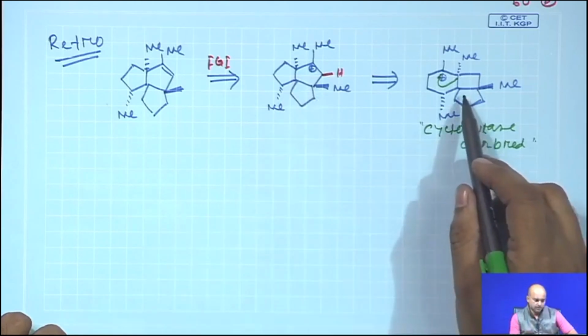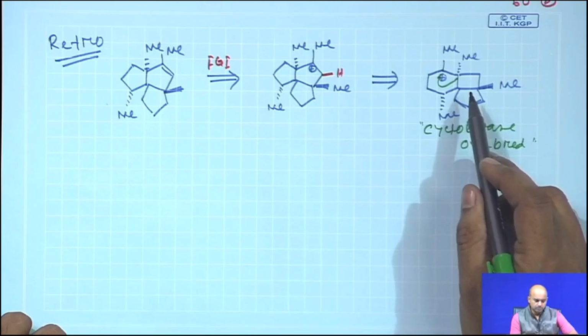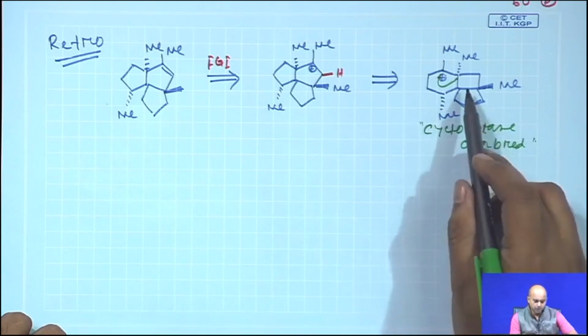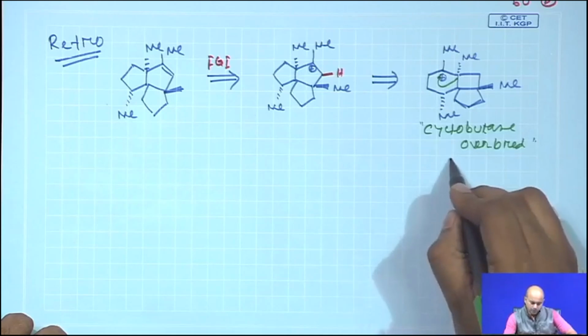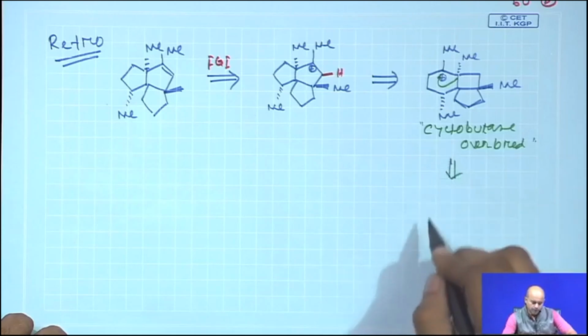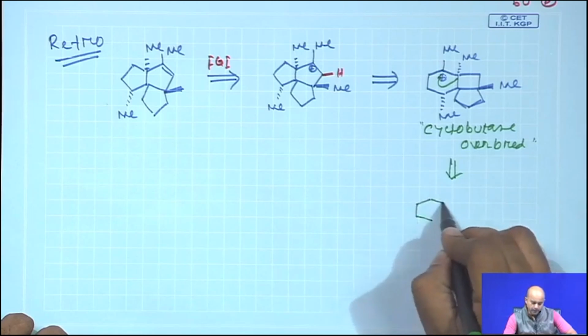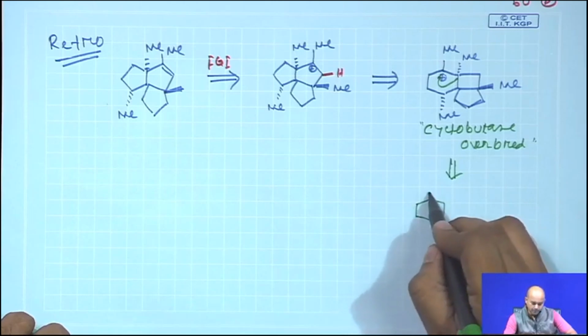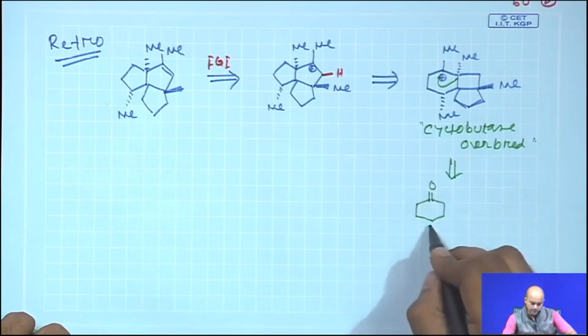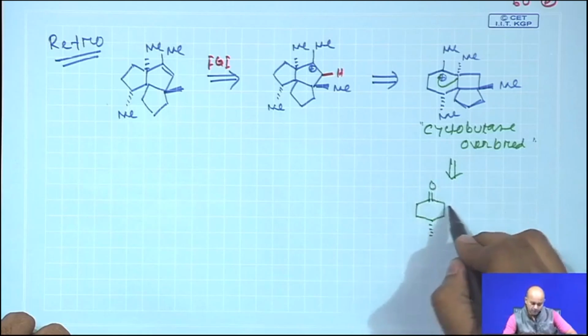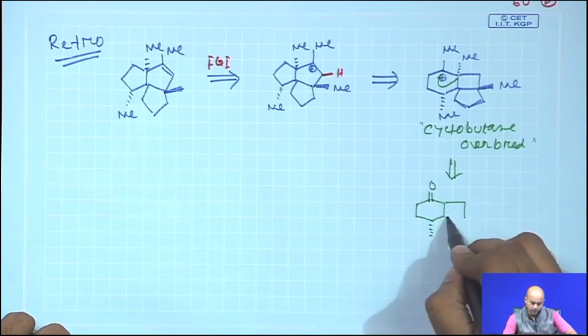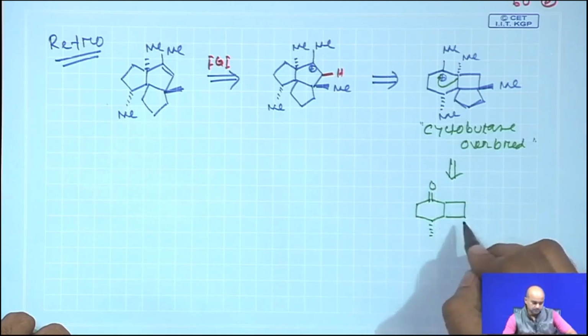Now, obviously, what will give you this 4 member ring? As we already discussed, the most elegant way to access 4 member rings is 2+2 cycloaddition reaction, fine. We will now try to analyze how it can be done.